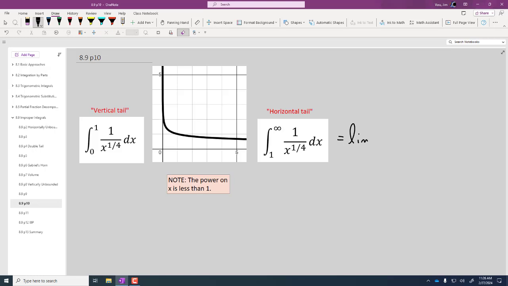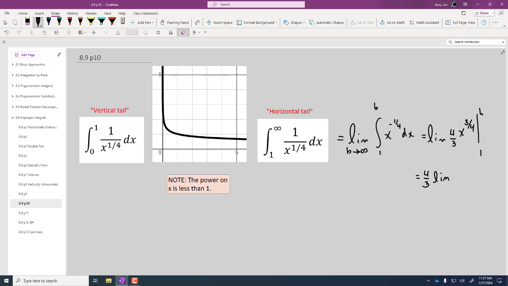So this is going to be the limit as b goes to infinity of the integral from 1 to b. We're going to write this as x to the negative 1/4 dx. Power of x in the bottom, pull it up to the top so we can use the power rule. The limit is hanging around. We get x to the 3/4 times 4/3. Add 1 to the exponent, you get 3 over 4. Divide by 3 over 4 means multiply by 4 over 3, so we end up with 4 over 3 out in front.